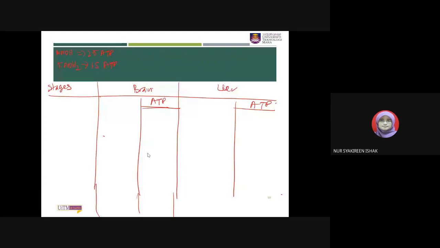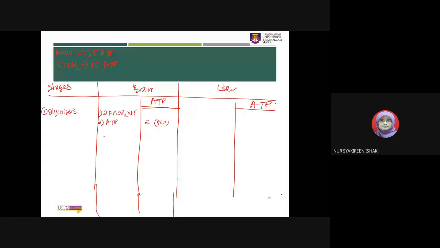Okay, ini stage yang pertama, glycolysis. Kalau brain, dia akan jadi 2 FADH2. Okay, ini awak kalikan dengan 1.5. Dia akan juga menghasilkan produk yang kedua, which is net of 2 ATP. Okay, 2 ATP untuk substrate level phosphorylation. ATP 2. Okay, ATP 2.